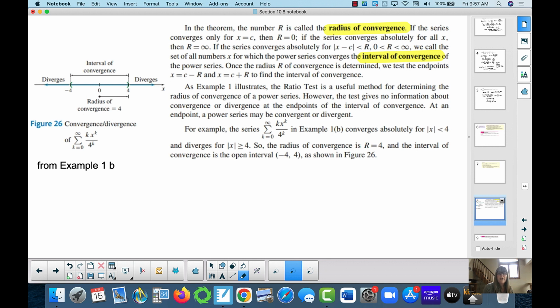From r, we can figure out an interval of convergence because r gives us the radius of convergence from the center. So it's like this length from the center of convergence. And that determines the interval of convergence. So for example, when we did 1b, we figured out that the interval of convergence was -4 to 4. And that was a series that was centered at 0, a power series that was centered at 0. So the radius of convergence was 4, because that's my distance from the center to each interval end.